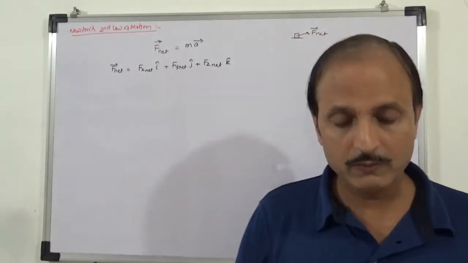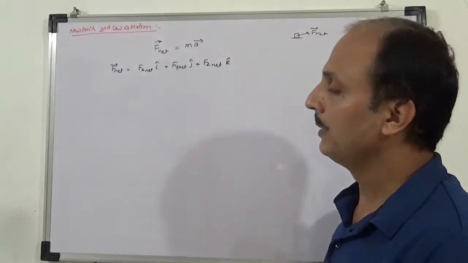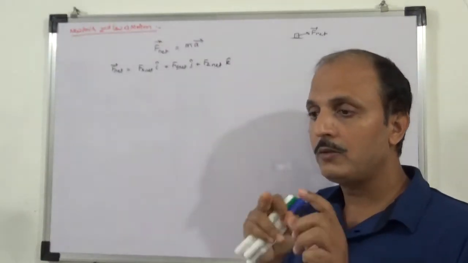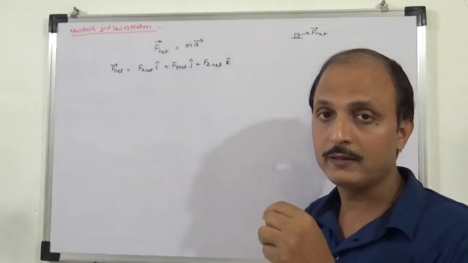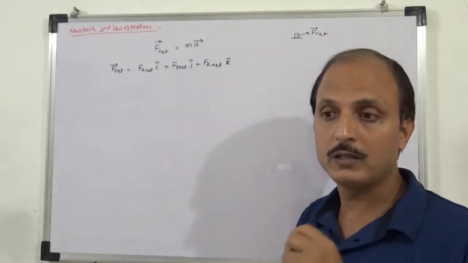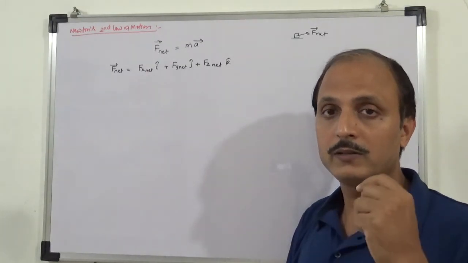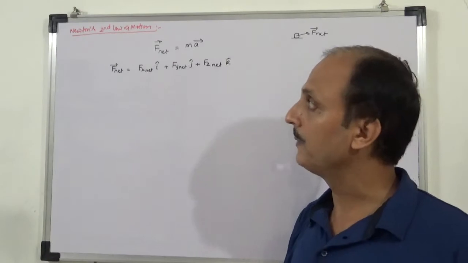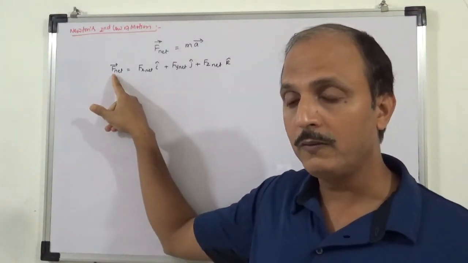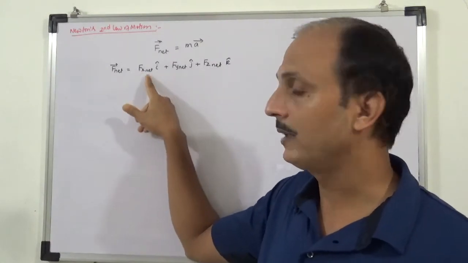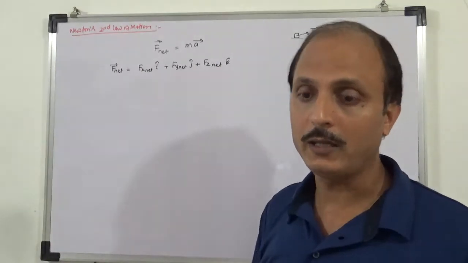Those who have not done vectors till now, or those who have, must be understanding: we can divide a vector into three mutually perpendicular components. One vector along the x-axis is called the x component of that vector, one along the y-axis is called the y component, and one along the z-axis is called the z component of the vector. So the components of vector F are Fx net i cap, Fy net j cap, Fz net k cap.